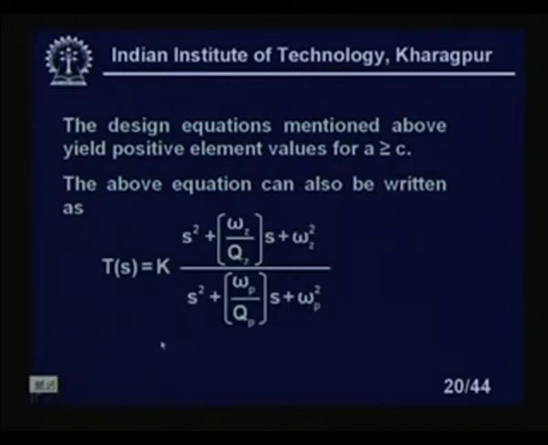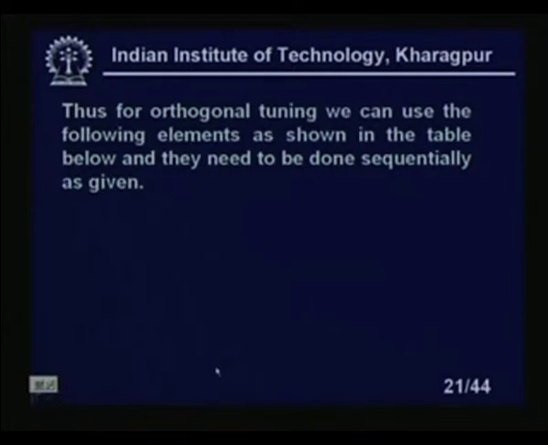And the above equations can also be written as T(s) equal to K times (s square plus omega z by Qz s plus omega z square) upon (s square plus omega p by Qp s plus omega p square). And thus for orthogonal tuning we can use the following elements as shown in the table below, and they need to be done sequentially as given. Okay, you cannot do it in a haphazard fashion. These are the filter parameters and the particular passive elements you will choose to tune them.